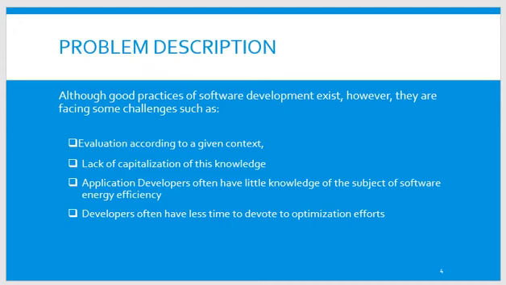And finally, developers often have less time to devote to optimization efforts, as I have already said, that their main interest and important thing is simply productivity: to produce more and more code lines.